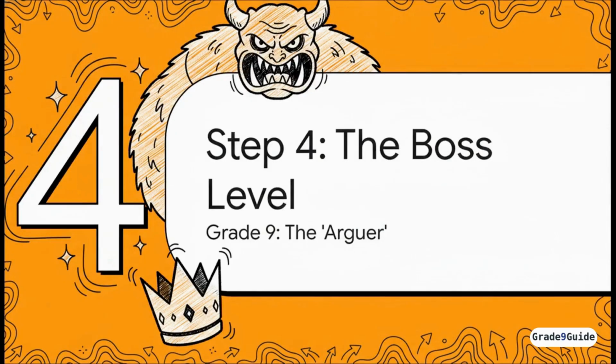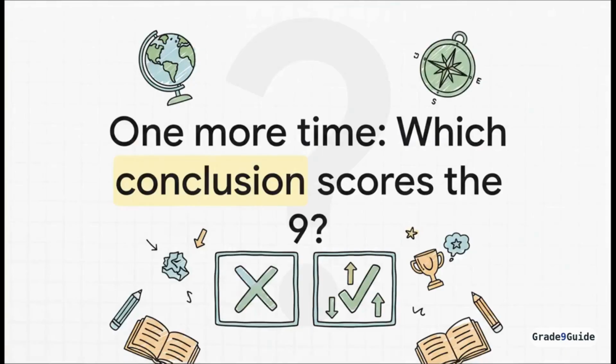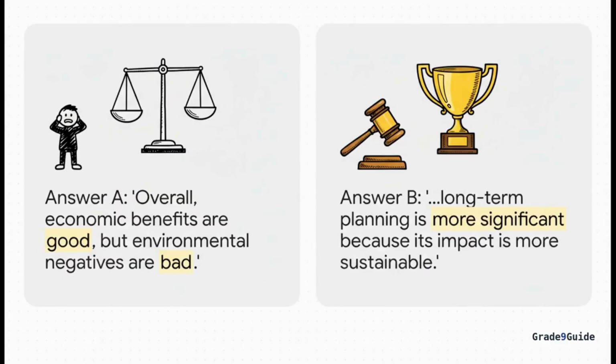Okay, deep breath. We are here, the final step, the boss level. This is for the grade 9. This is the arguer. This is the secret I promised you. So let's play one last round of Spot the Difference. You're looking at 2 conclusions to a 9-mark question. Which one gets the 9? Answer A, overall, the economic benefits are good, but the environmental negatives are bad. Answer B, although immediate aid is essential, long-term planning is more significant because its impact is more sustainable. Pause, read them carefully, and make your choice.